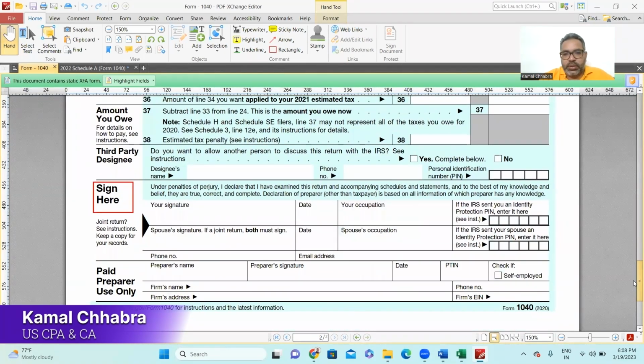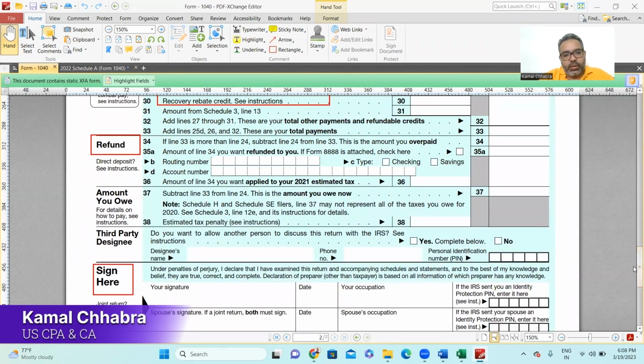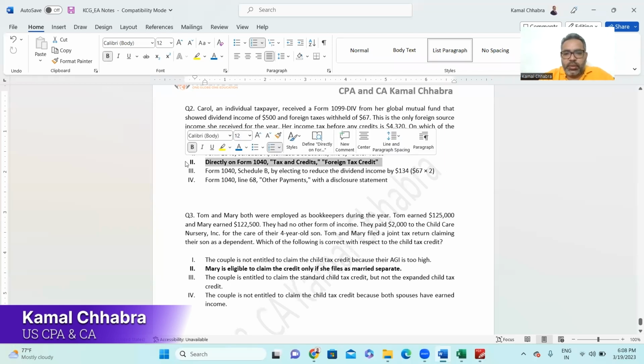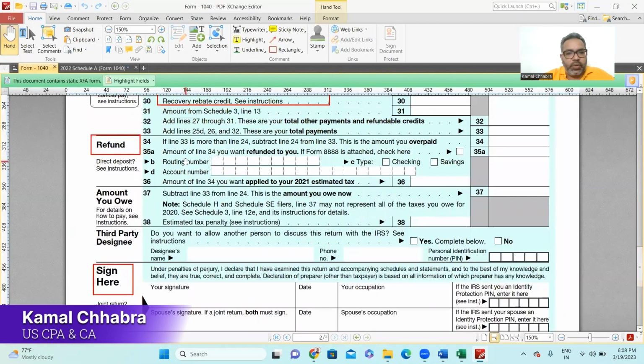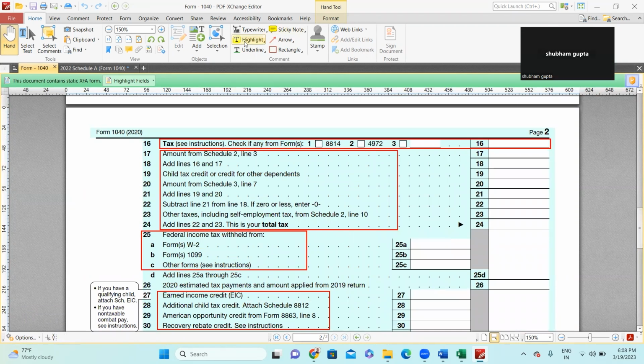Right? There's no line number 68, it's till 38 only, which is estimated tax penalty. So hence that statement is also wrong. So the only correct statement is tax and credit area. So where is tax and credit area? Here. You will be claiming the foreign taxes. Make sense? Yes, sir. Mayank? Yes, sir. Garima? Yes, sir.